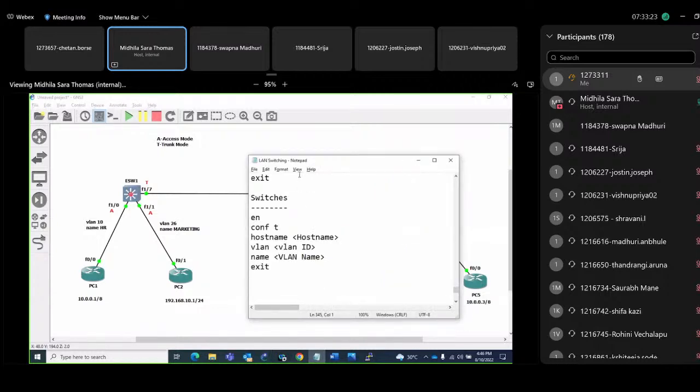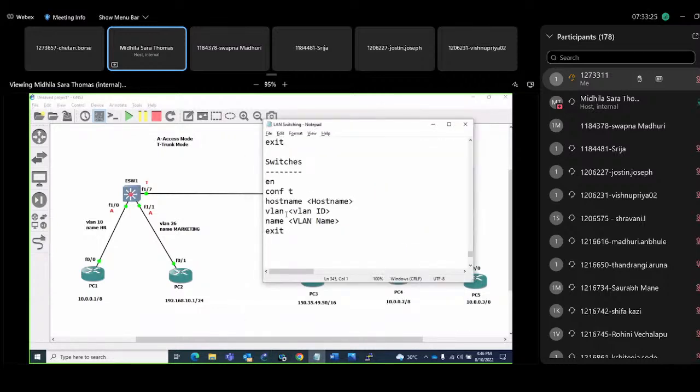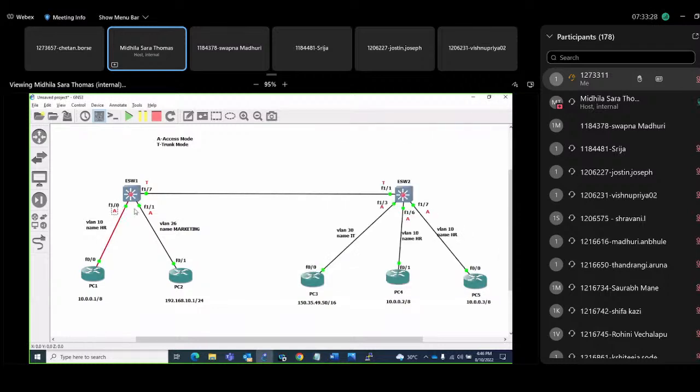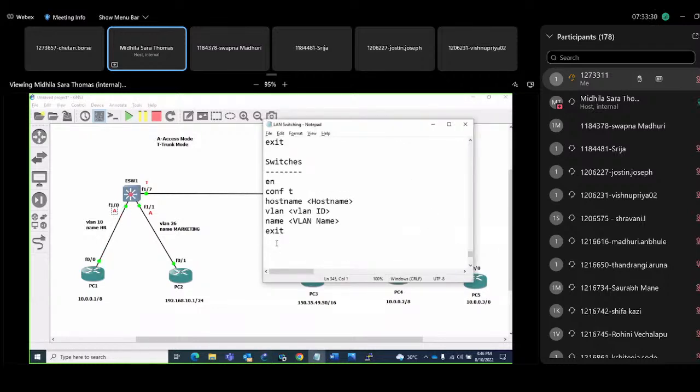Now, okay, advertised all the VLANs. Is it enough that I wrote it here? No, you have to write the command here. What was the command? Int, whatever be the interface name. Then, if it is access mode, what is the command? Switchport mode access. Then switchport access vlan, whatever be the VLAN ID on that interface.